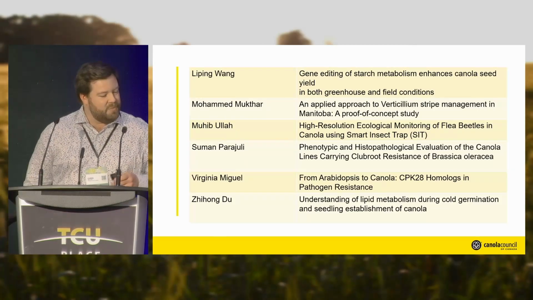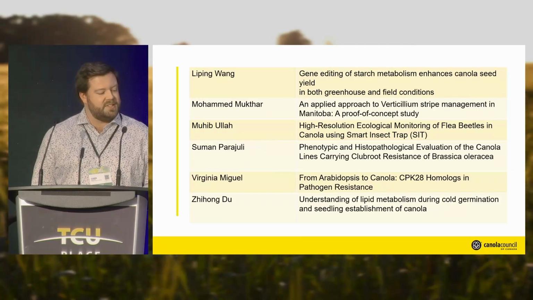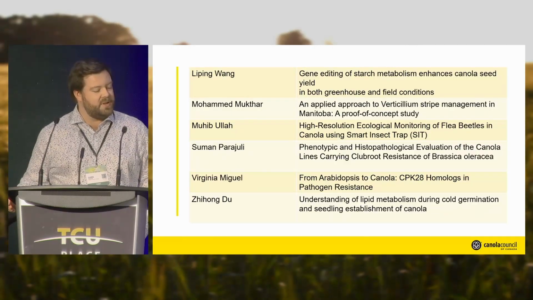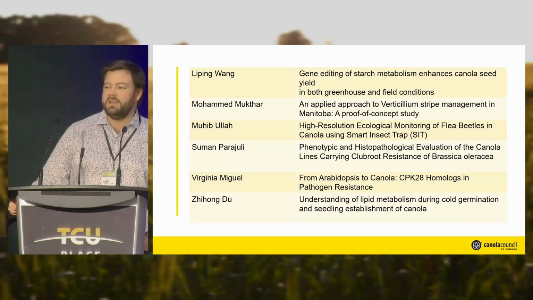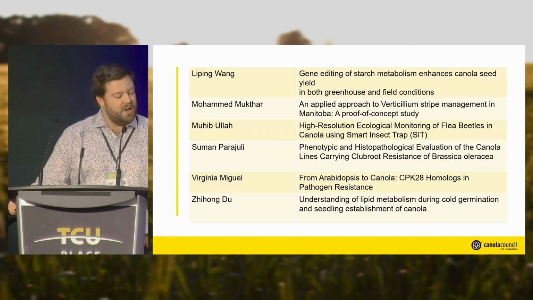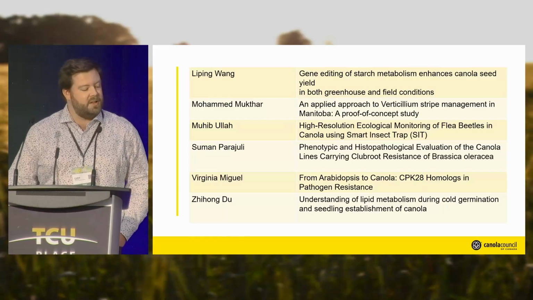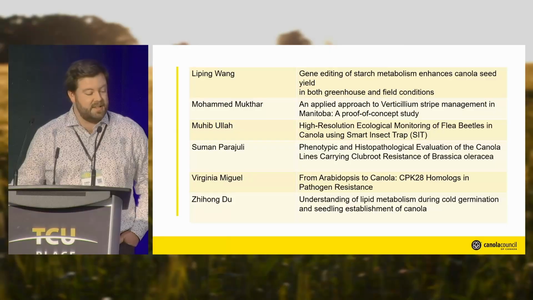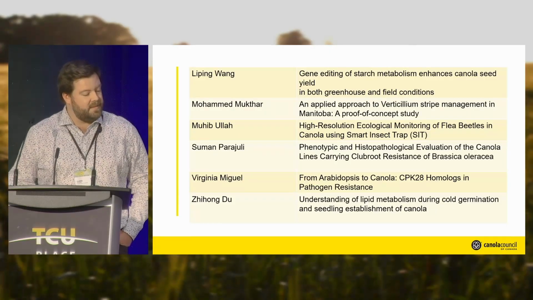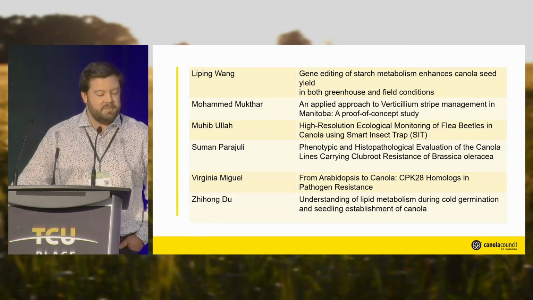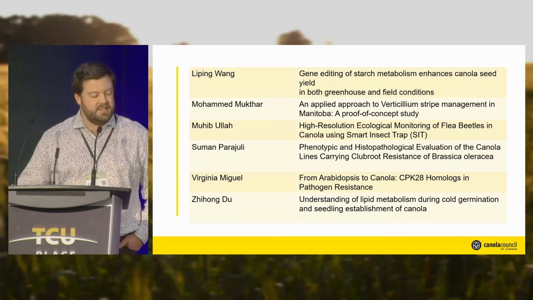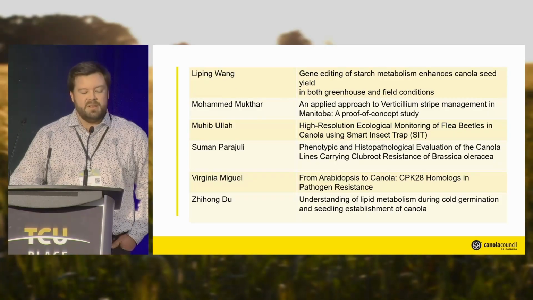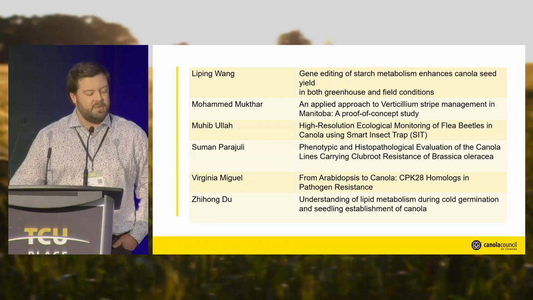Mohammed Mukhtar, an applied approach to verticillium stripe management in Manitoba, a proof of concept study. Muhib Ullah, high resolution ecological monitoring of flea beetles in canola using smart insect traps. Suman Parjuli, phenotypic and histopathological evaluation of the canola lines carrying clubroot resistance of Brassica oleracea. Virginia Miguel, from Arabidopsis to canola, CPK28 homologs in pathogen resistance. And finally, Jihong Du, understanding of lipid metabolism during cold germination and seedling establishment of canola.